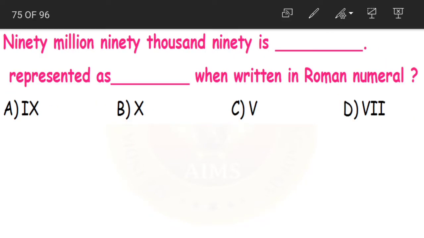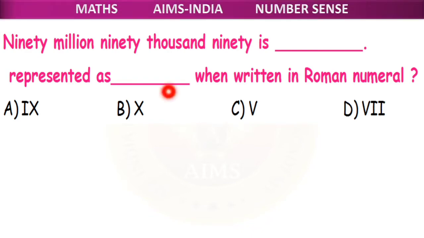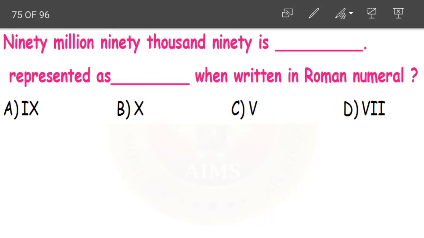Next, 90,090,090 is dash. Represented as dash when written in Roman numeral. What is this? I think the question is wrong here, right children? Yes.